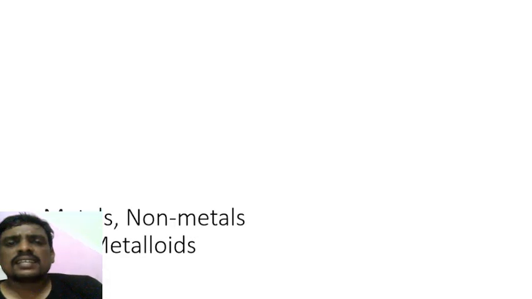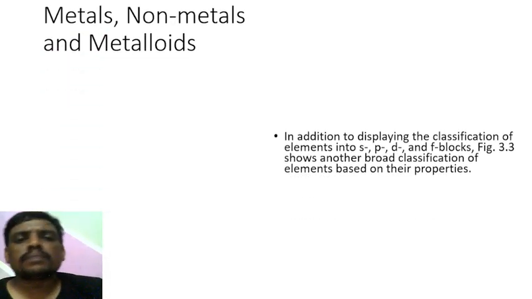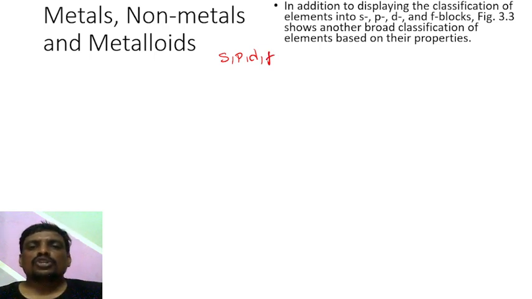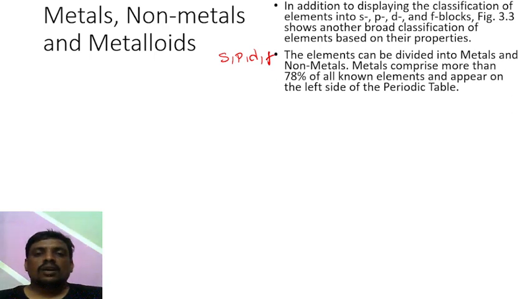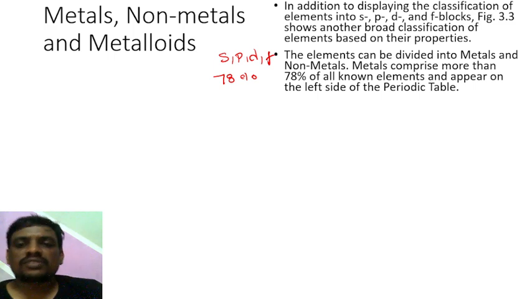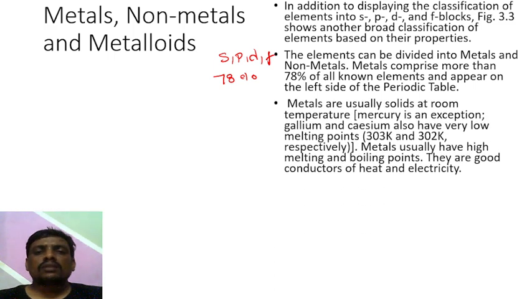Now let us see the next topic: metals, non-metals and metalloids. In relation to the classification of elements, the s, p, d, f block elements show another broad classification of elements and their properties. The elements can be divided into metals and non-metals. Metals comprise more than 78% of all known elements and appear on the left side of the periodic table. Metals are usually solids. They are solid at room temperature.